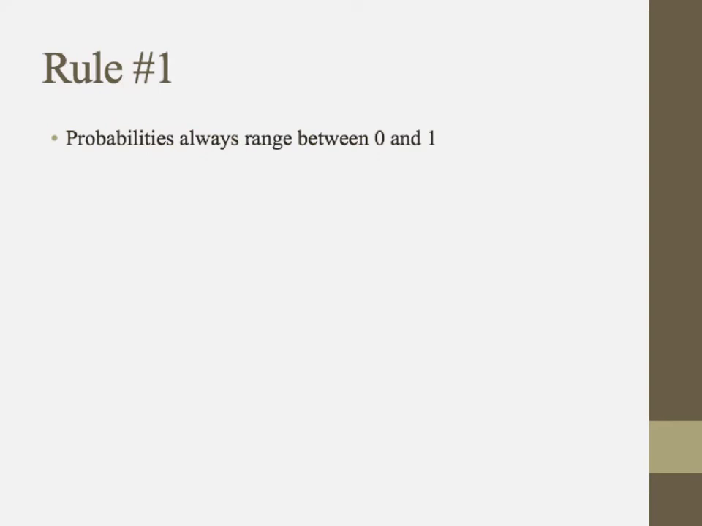Okay, so that sounds all well and good, that we have this ratio or this division there of possible outcomes, successful outcomes divided by total outcomes.